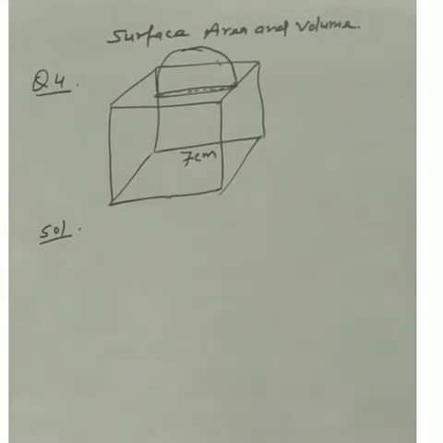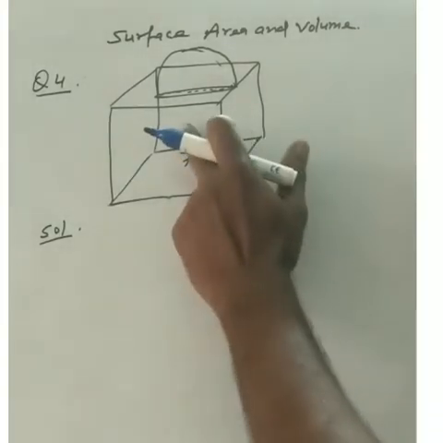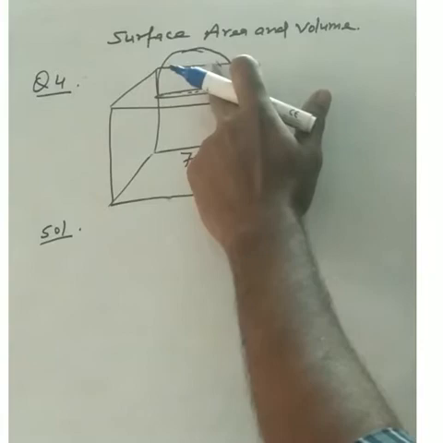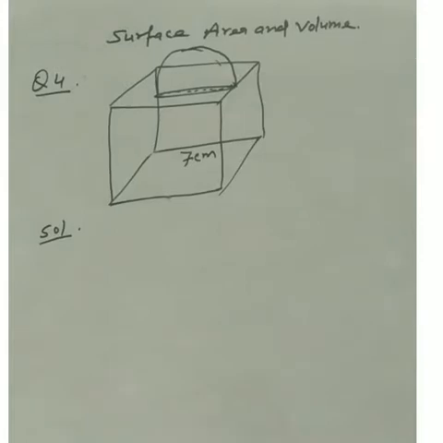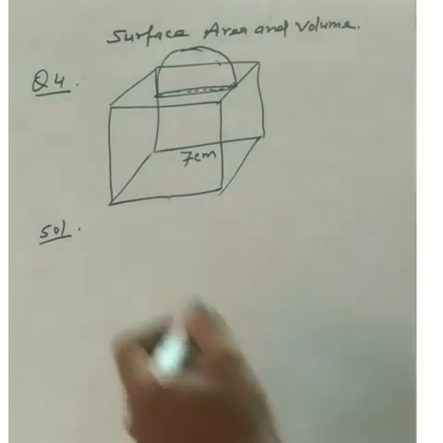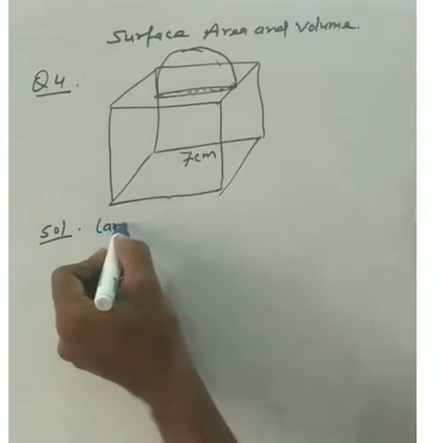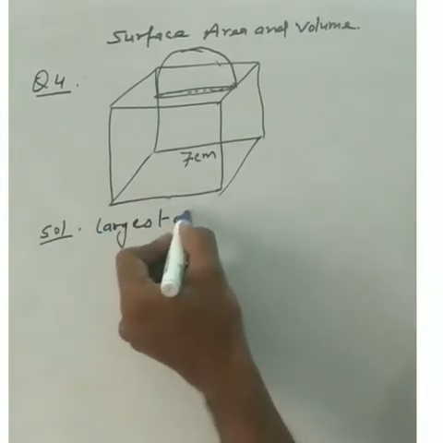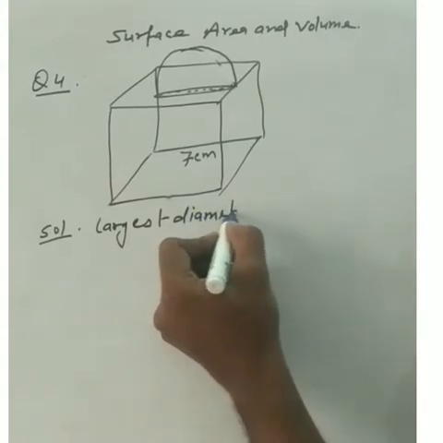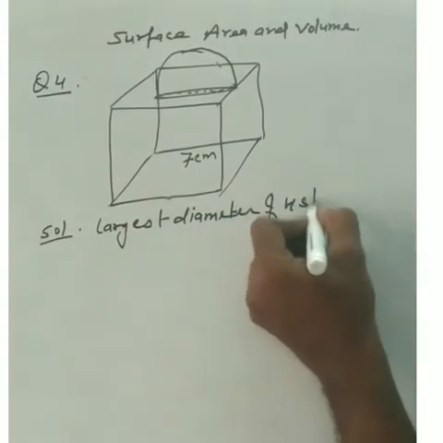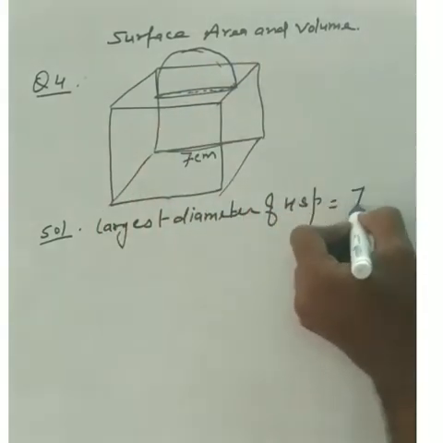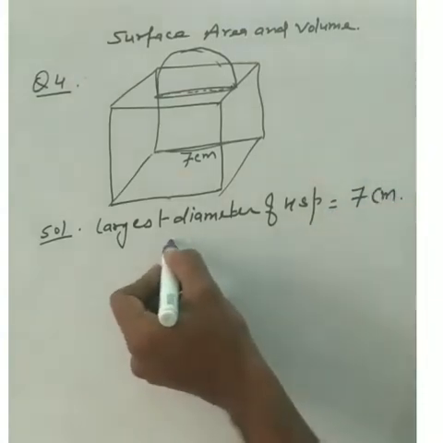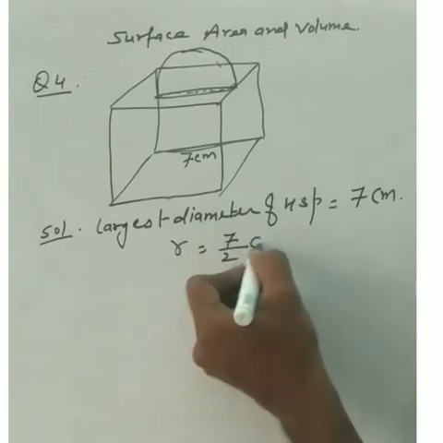Here it is given a cubical block of side 7 centimeter is surmounted by a hemisphere. This is a cube and it is surmounted by the hemisphere. We have to find out the surface area of this solid. Largest diameter of hemisphere: since the side is 7 centimeters, the largest diameter will be equal to 7 centimeter. The radius is equal to 7 upon 2 centimeter.